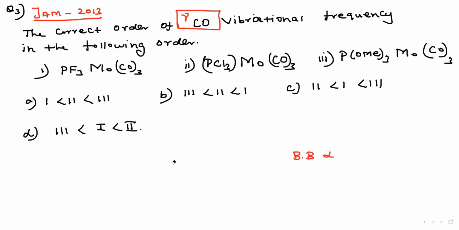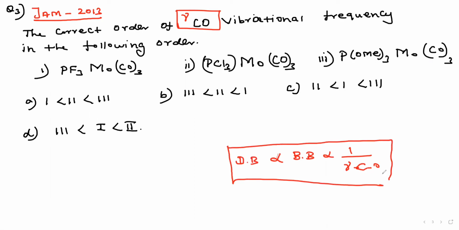Yes or no? Whenever the donor ability of phosphine increases, the back bonding increases. Back bonding is directly proportional to donor ability. Now, tell me which has more donor ability in this case. What are the ligands there? PF3, here PCl3, here P(OMe)3. What is the order? You know, right? Alkyl group. What is the order? Alkyl, then followed by alkoxide.